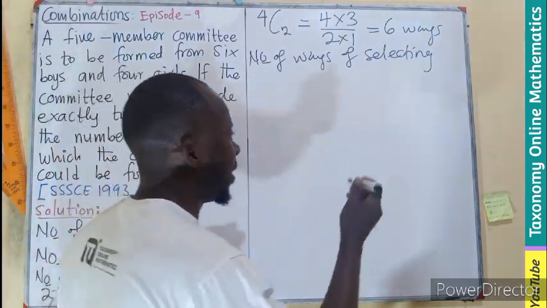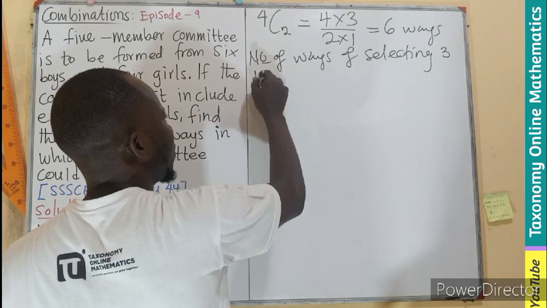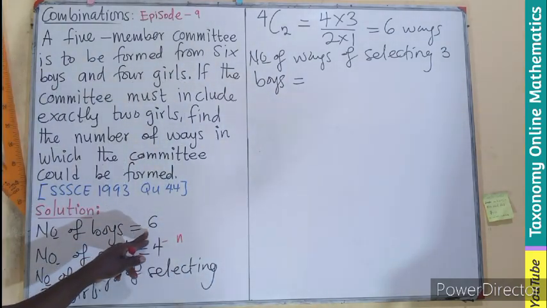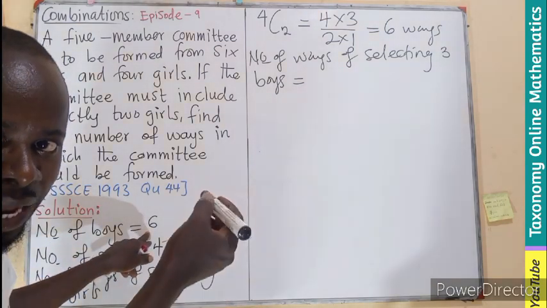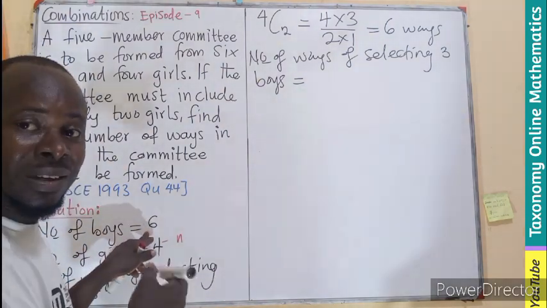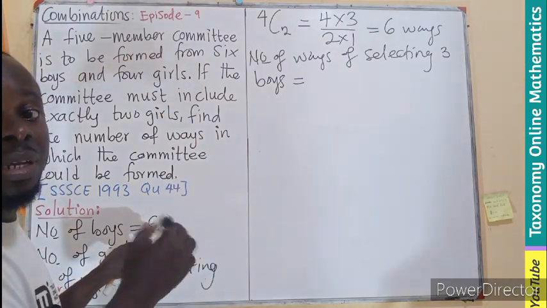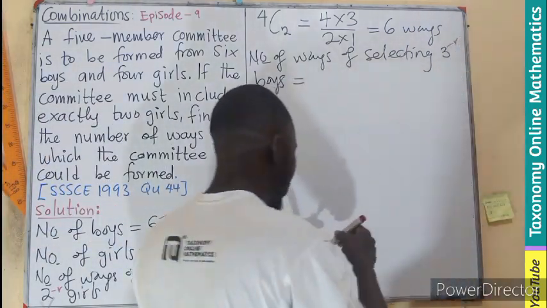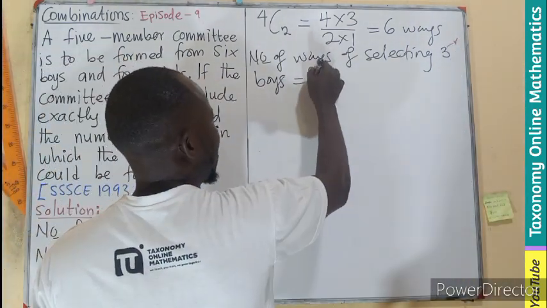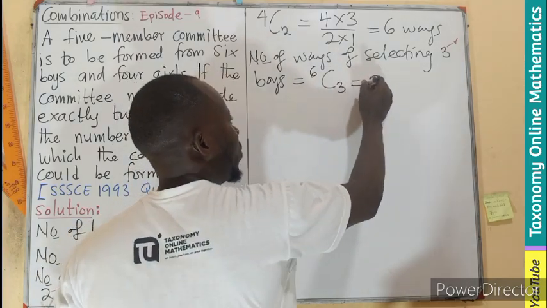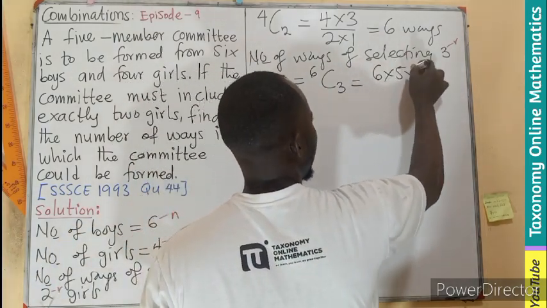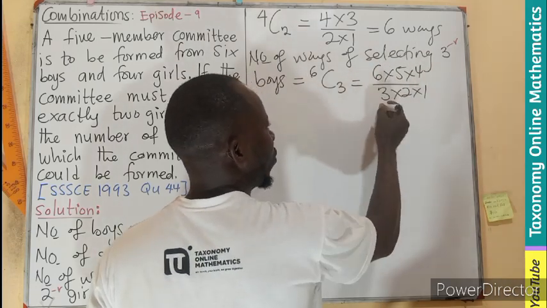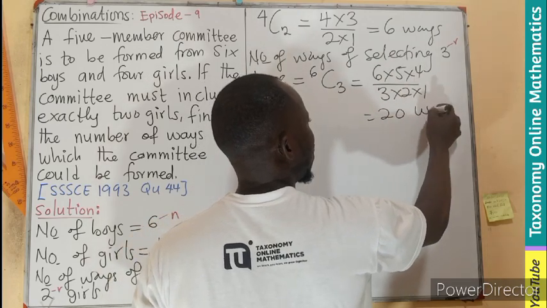So the number of ways of selecting 3 boys will also become, the n here is going to be from which pool, the group of people we have. We have 6 boys available, and we need to select only 3. So this is our n, and this becomes the r. That gives rise to 6 combination 3, which is going to be 6 times 5 times 4 over 3 times 2 times 1. Again, this is 20, so we have 20 ways.